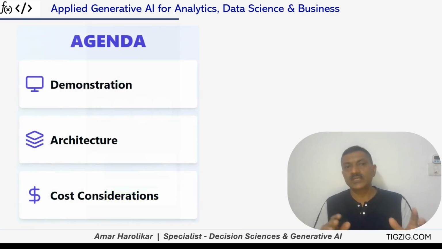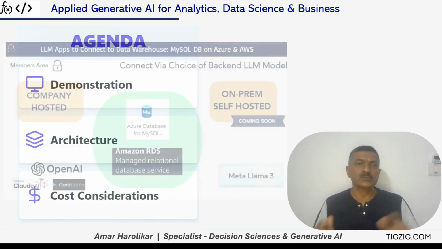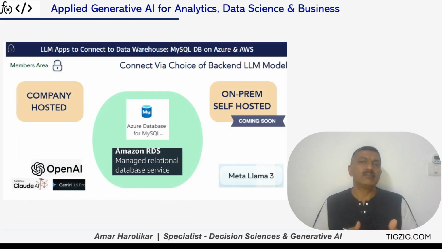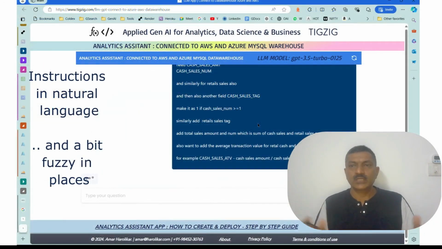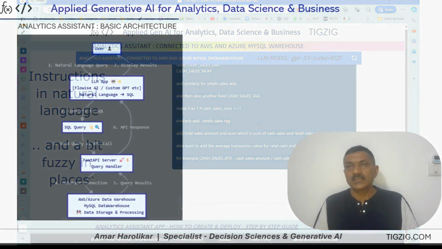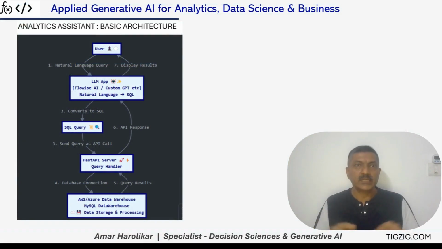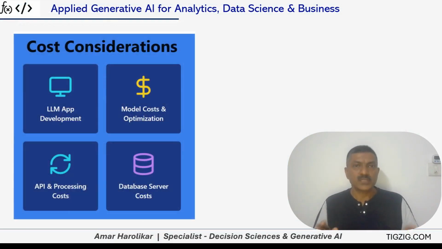Now, in this video, we will cover three things. First, connecting to the same data warehouse on AWS and Azure, but via an external LLM app deployed on my public website, and summarizing, merging, and processing data on file sizes of 1 million to 10 million records. Second, the basic architecture that I'm using, and third, some cost considerations.